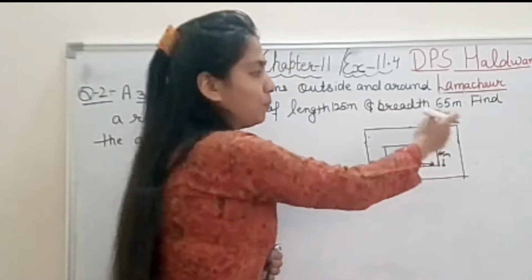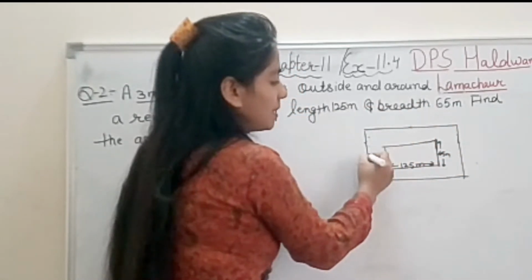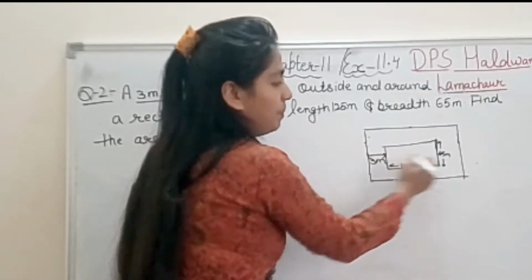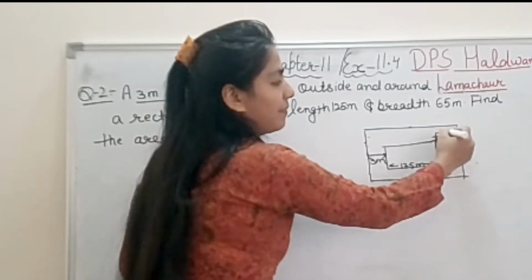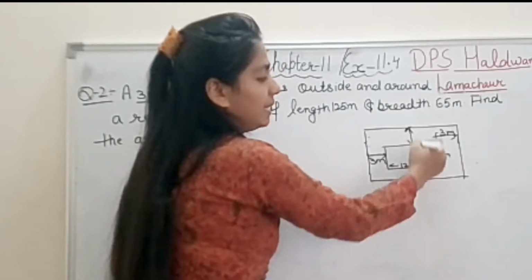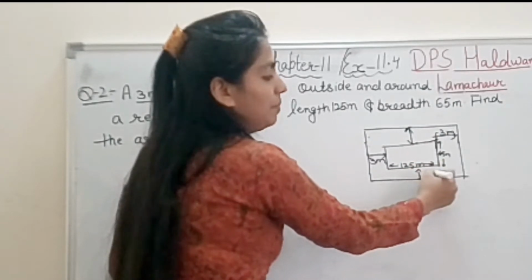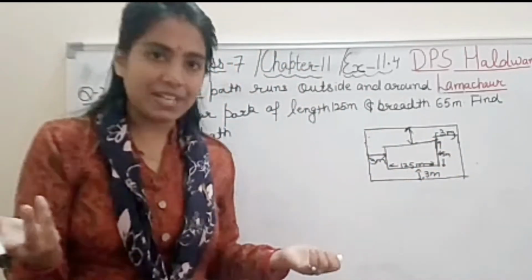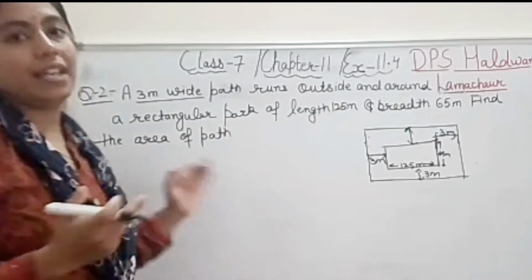And outside it, there is one path which is 3 meter wide. It means 3 meter wide from each side: left side, right side, up side, down side. So it is 3 meter wide. Very simple. Next is find the area of path.